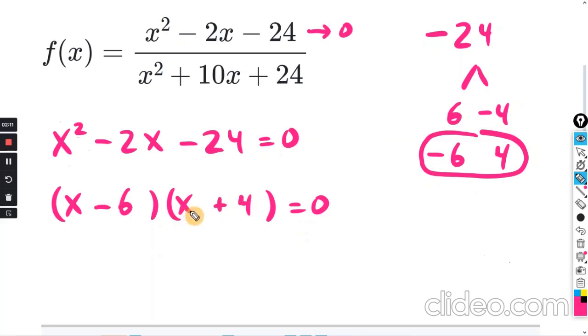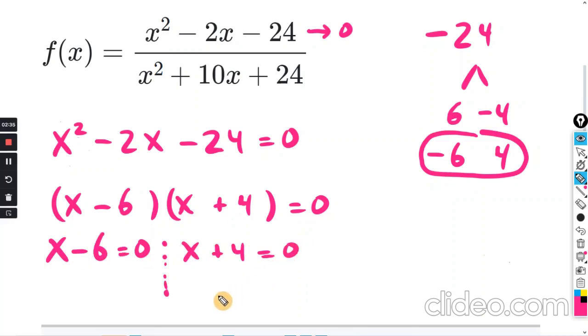You really should know how to factor before you do this exercise. So if you don't know that, find the factoring exercise and do that first. Anyhow, anything times 0 equals 0. So x minus 6 can equal 0, and x plus 4 can also equal 0. So here we have x equals 6, if I just do plus 6 on both sides. And here, if we do minus 4 on both sides, we have x equals negative 4.